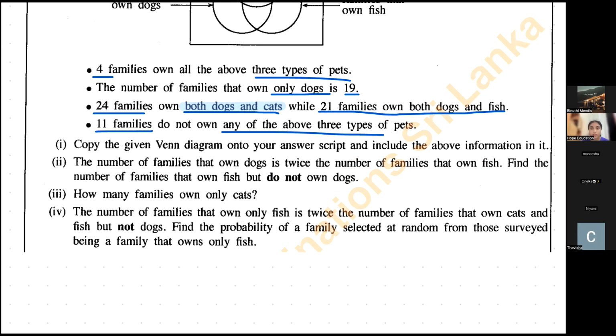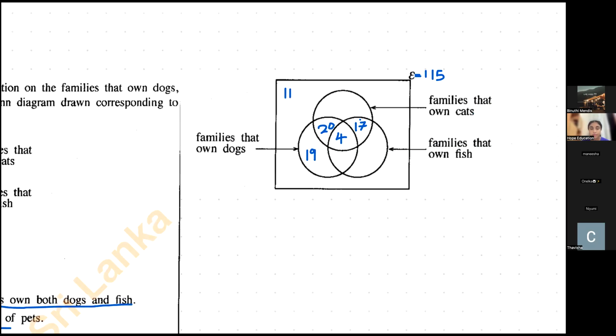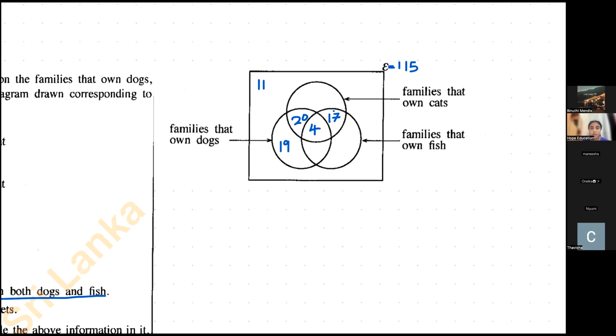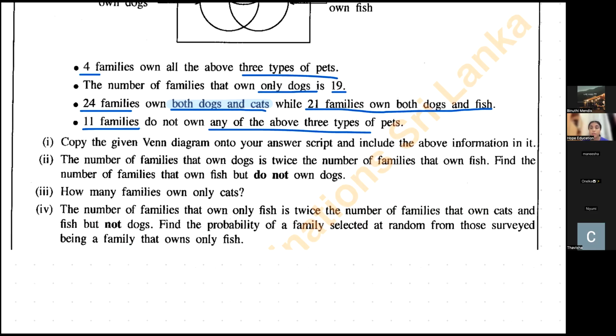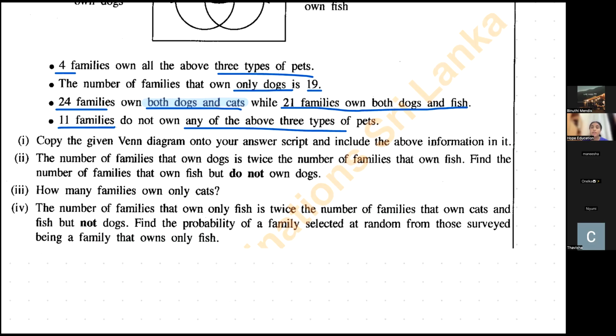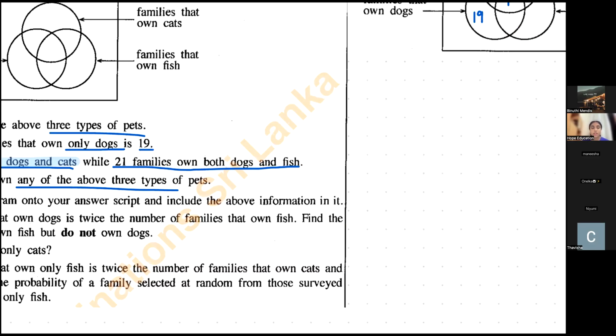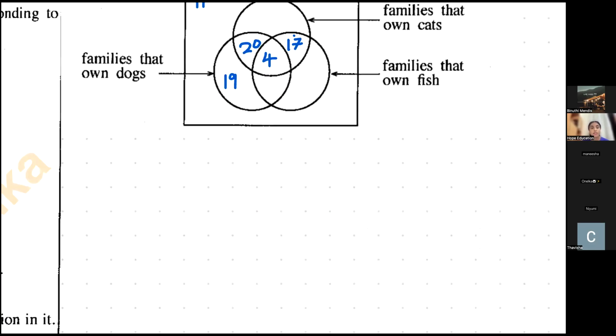Let's see. Fish are here, dogs are here. They are saying that the number of families that own dogs is twice the number of families that own fish. What is the answer you all got here? I'm interested in knowing your answers.